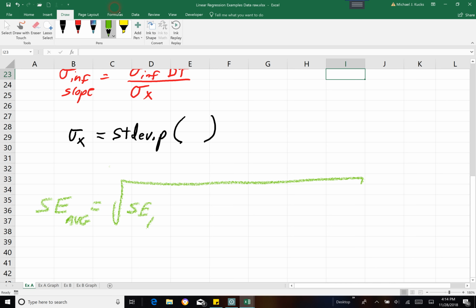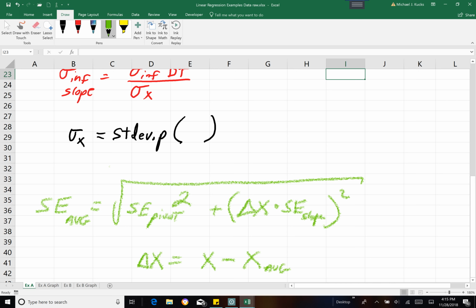We've got the SE pivot, and we know we got to square that, plus delta x times SE slope, both of those squared, right? Where delta x is the distance from the pivot. Delta x equals the actual x value minus x average, right? Delta x is how far away I am from the x average point, right?